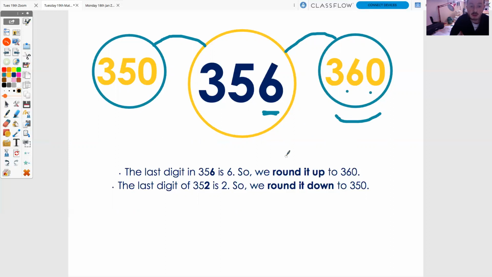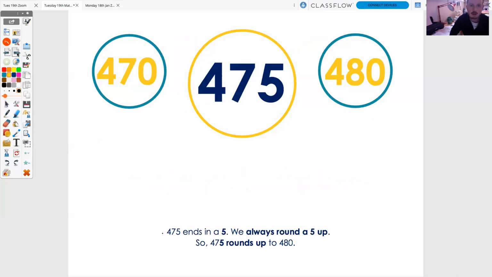All right. If, for example, this number was 352, let's change it quickly using the special pens. 352, let's imagine that. If it was 352, it would round to 350 because it's 4 or less in that units column.